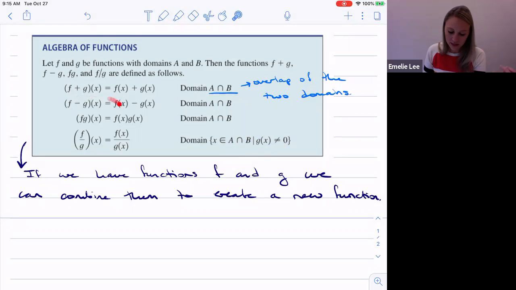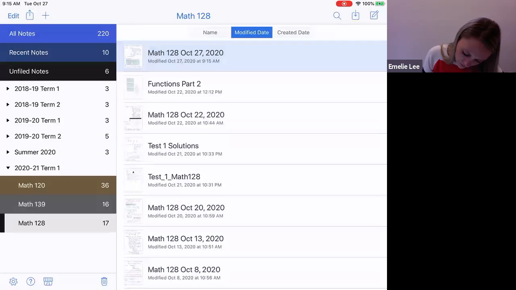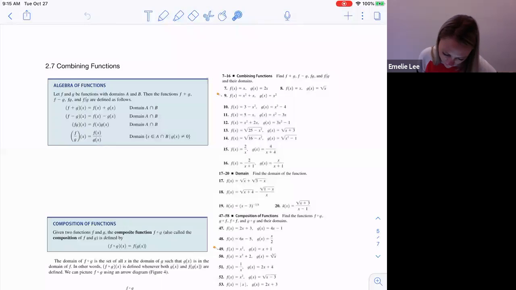But besides that, if we're just adding, subtracting, multiplying, dividing functions, it behaves exactly the way you want it to, right? f of x plus g of x, f of x minus g of x, f of x times g of x, f of x over g of x, right? And then you just need to keep track of the domains for each of them, but they'll be the same.